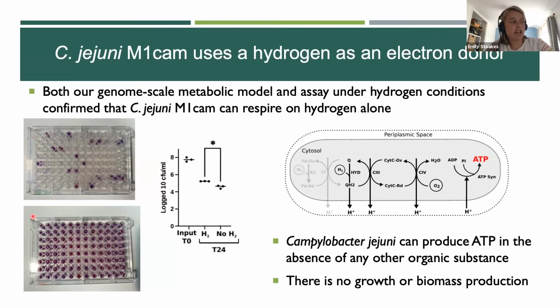You can then look at our hydrogen plate, where if the plate is incubated with hydrogen, every single well turns purple, and that's because the hydrogen is in the atmosphere, so Campylobacter can respire. Looking at the A1 well here, the one with no carbon source, there is respiration happening. This is also confirmed by our model, where Campylobacter jejuni M1cam can produce ATP in the absence of all other organic substrates.